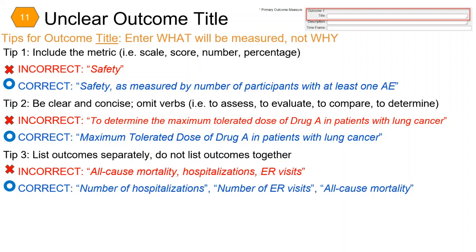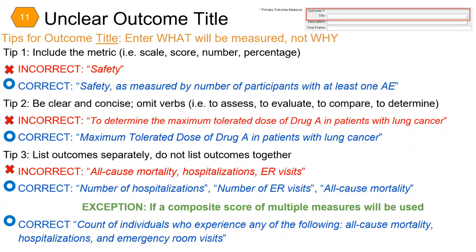Tip 3, list outcomes separately. Do not list multiple outcomes together. Do not collapse them in one line. So in this example, you cannot list all-cause mortality, hospitalization, and ER visit in one outcome line. Each outcome must be entered separately, as shown.